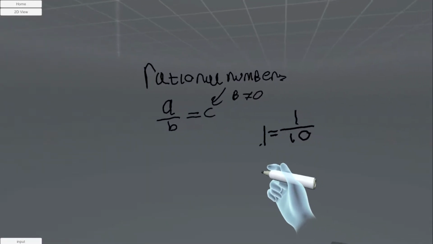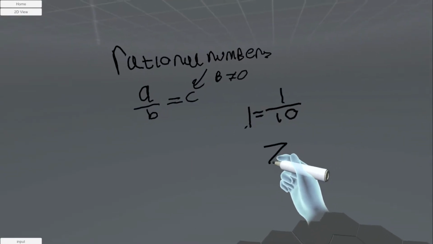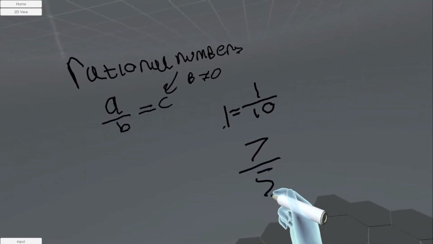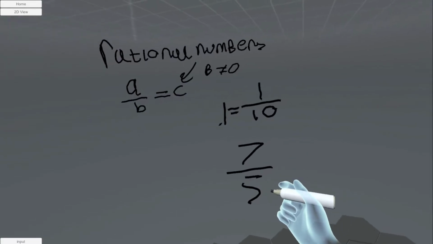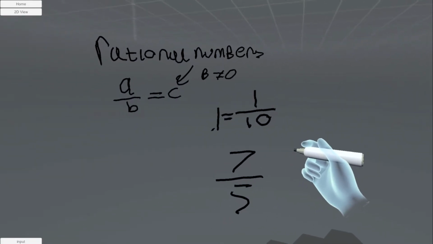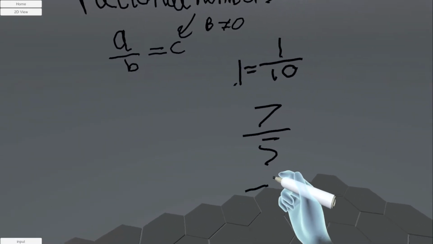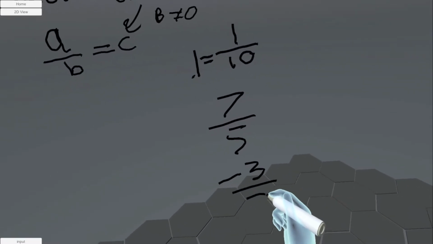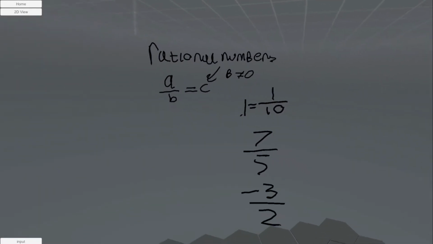Let's try another number. A really easy one, we can do 7/5. That is a rational number because we have an integer divided by another integer. We can have -3 halves. That is another rational number.